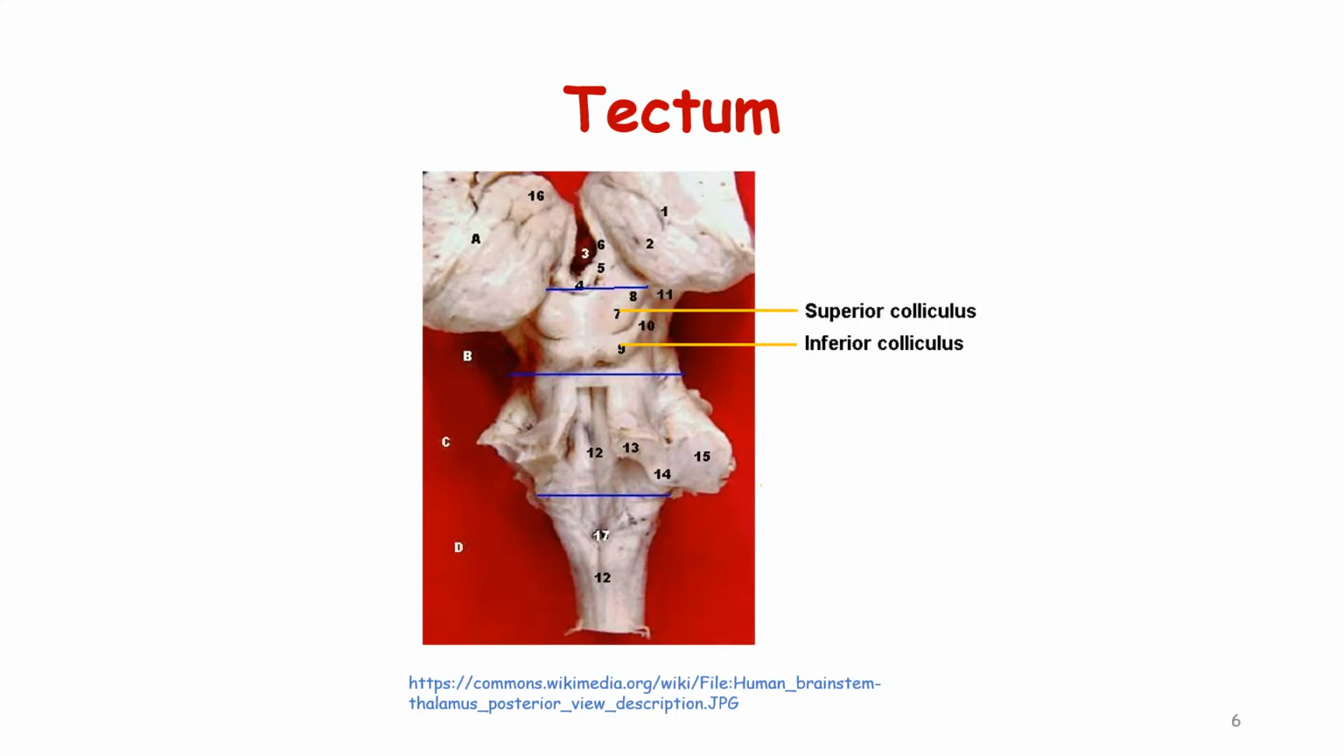The superior and inferior colliculi are present in the tectum of the midbrain. The superior colliculus is involved in preliminary visual processing and control of eye movements. The inferior colliculus is involved in auditory processing.